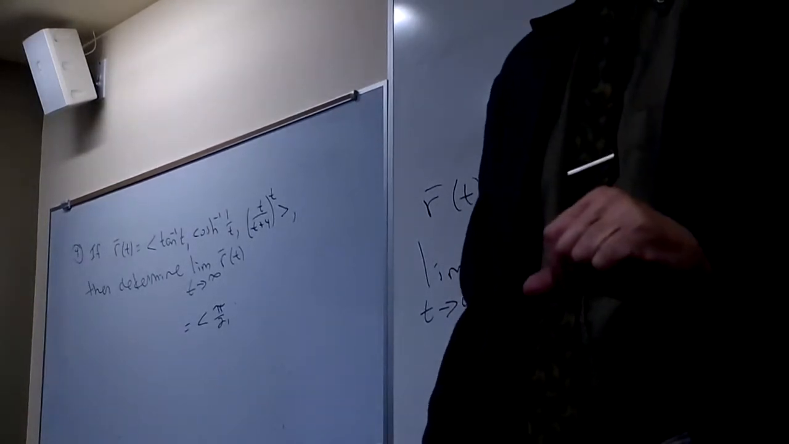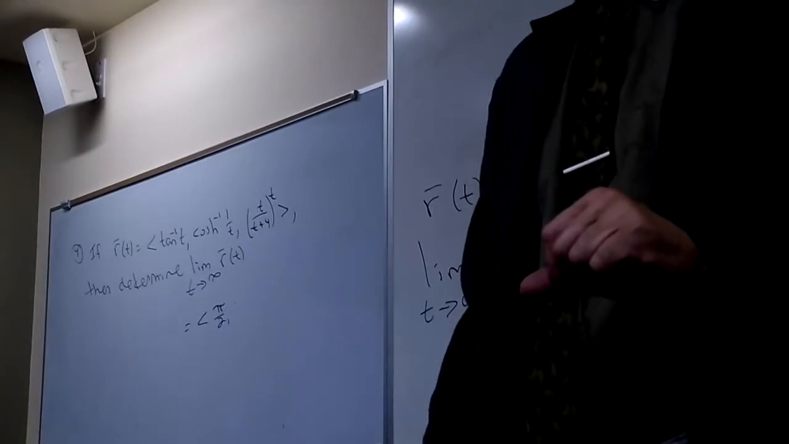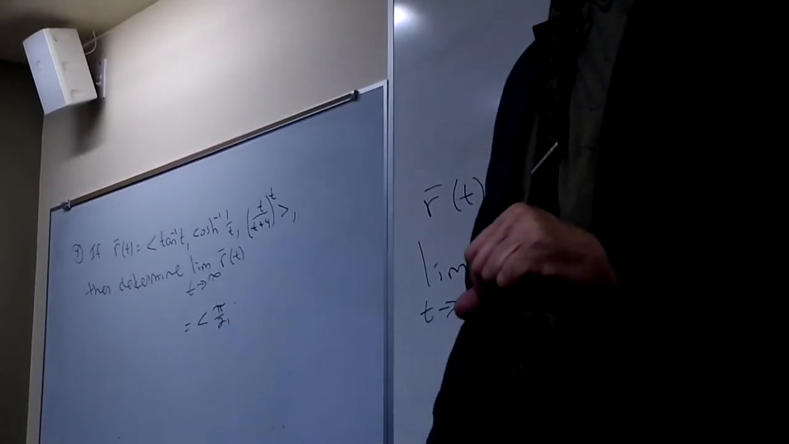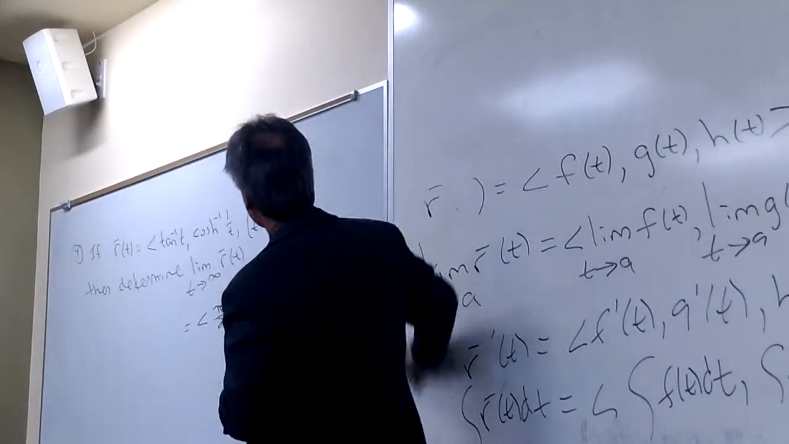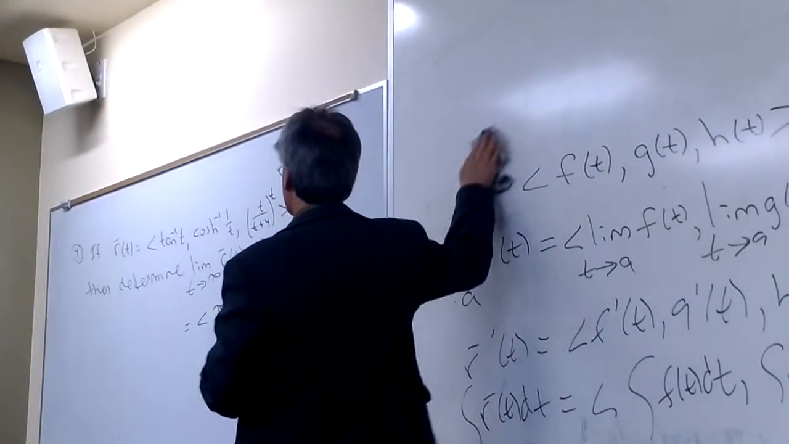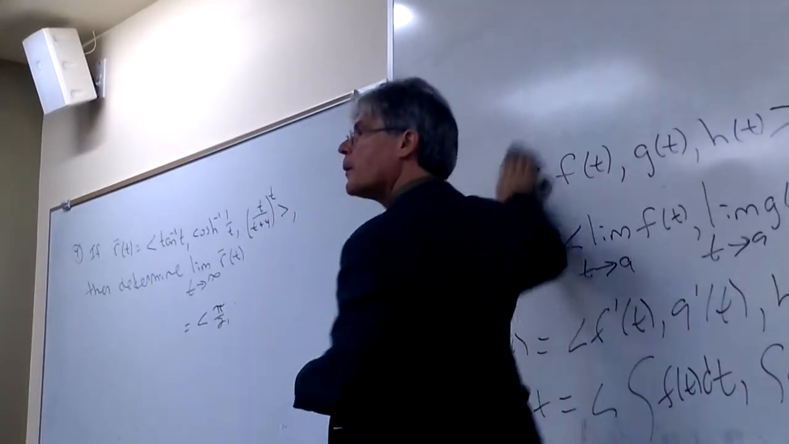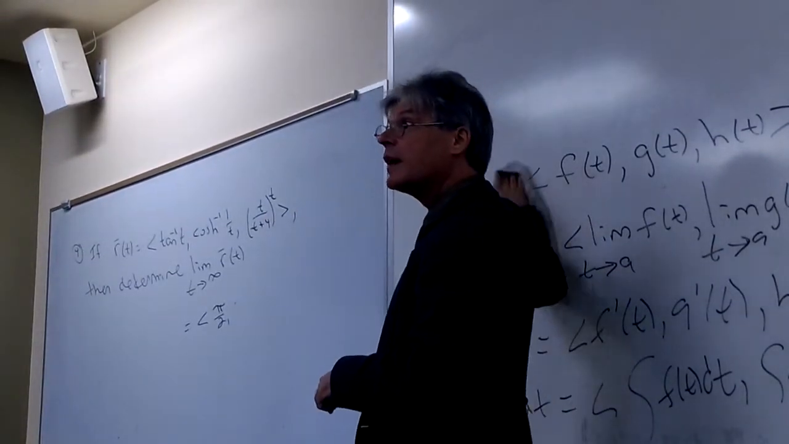Because the numerator would just be 1, right? Or would just be infinity, right, if you took the limit going to infinity. What's the inverse hyperbolic cosine of 1? Anybody?